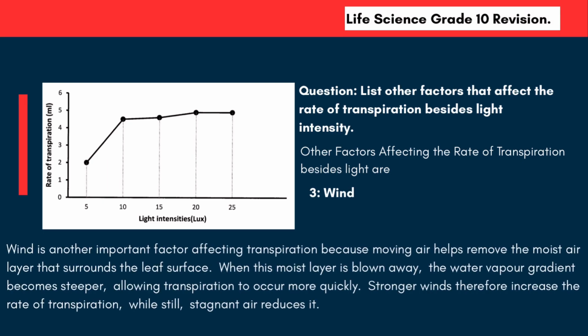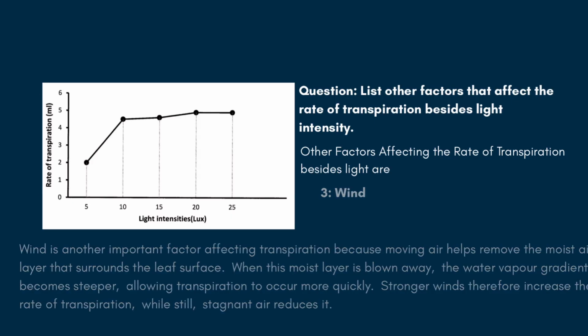Wind is another important factor affecting transpiration because moving air helps remove the moist air layer that surrounds the leaf surface. When this moist layer is blown away, the water vapor gradient becomes steeper, allowing transpiration to occur more quickly. Stronger winds therefore increase the rate of transpiration, while still, stagnant air reduces it.